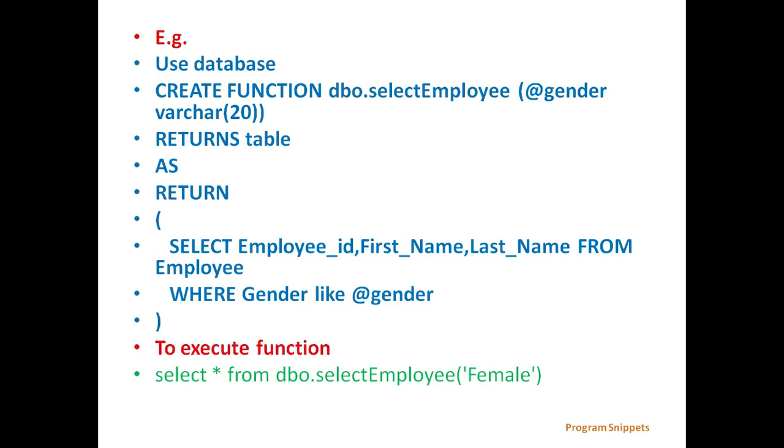And to execute this function, we'll use select star from dbo.select employee and we'll pass female as a parameter value for the gender. When we execute this, it will display all the employee list whose gender is female.